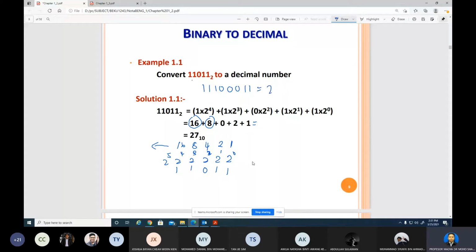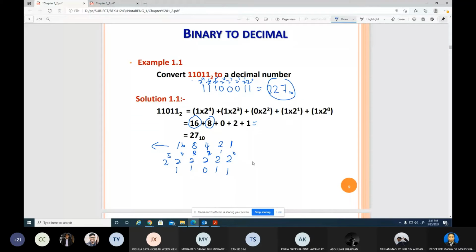227, power of 10, in decimal. So this is using your calculator. You can verify using this manual method and then check whether this answer is correct or not. For example, we have power of 0, power of 1, power of 2, 3, 4, 5, 6, 7.